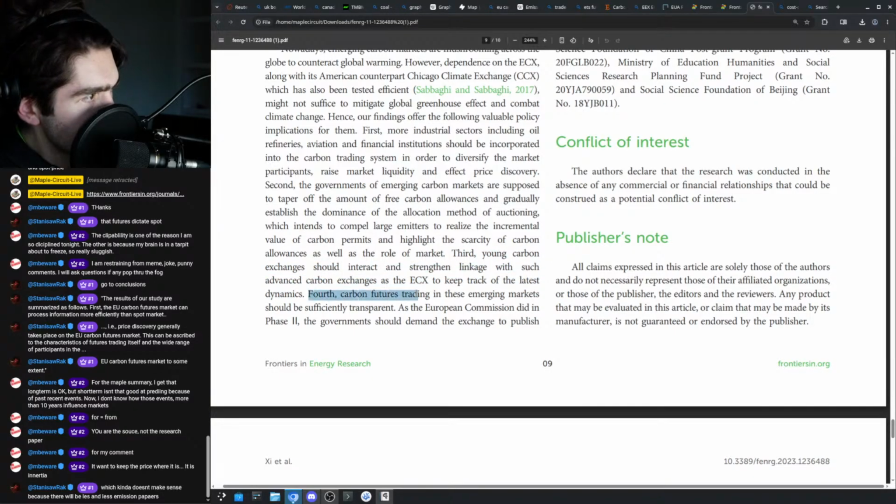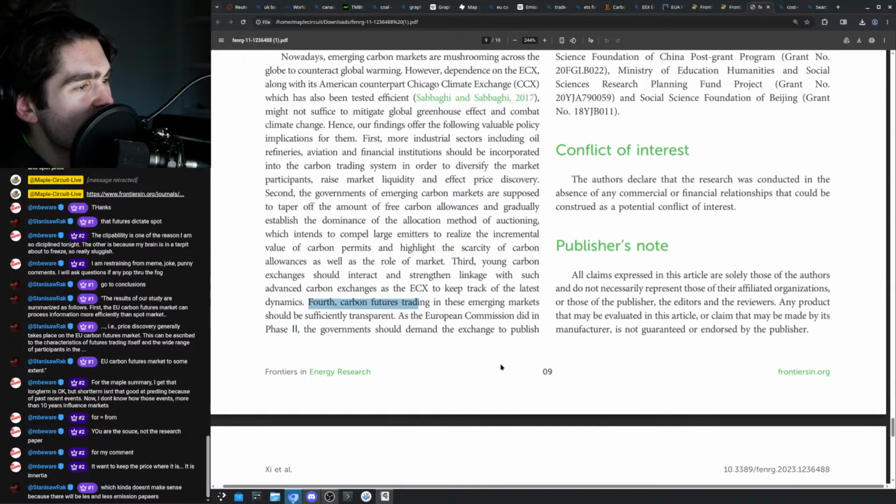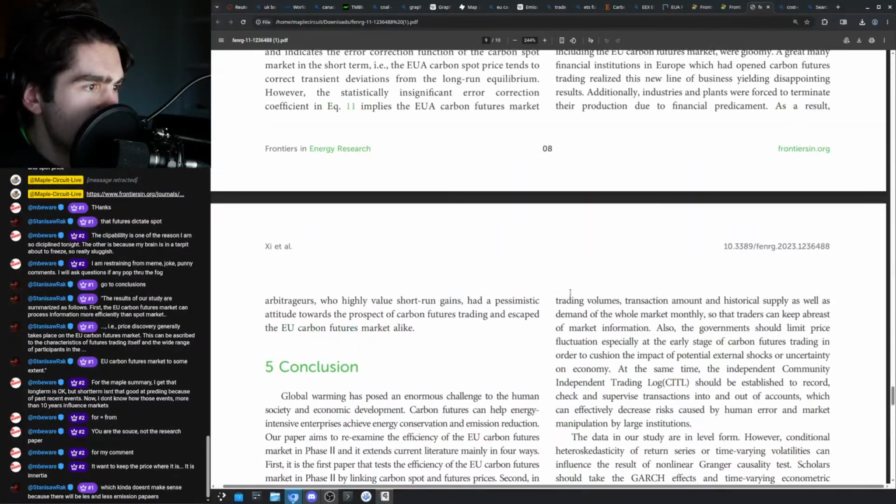Anyway. Fourth, carbon future trading in these emerging markets should be sufficiently transparent. As the European Commission did in Phase 2, the governments should demand the exchange to publish trading volumes, transaction amount, and historical supply, as well as demand of the whole market monthly.